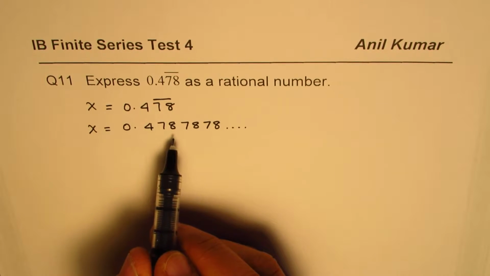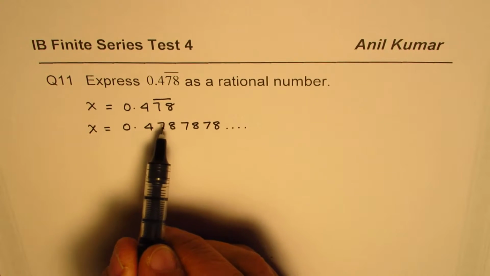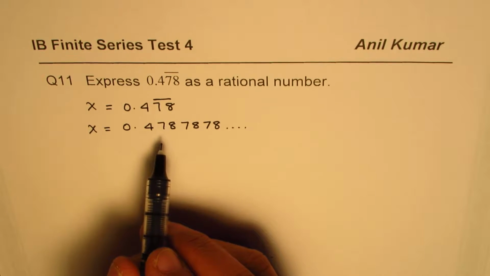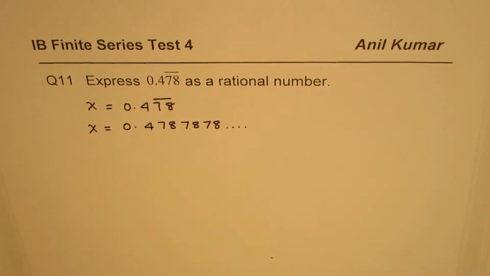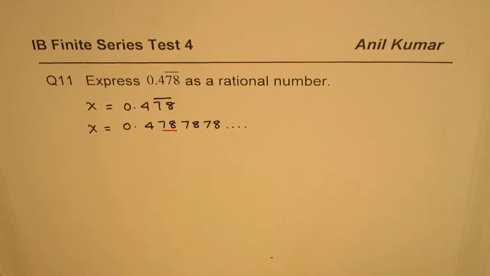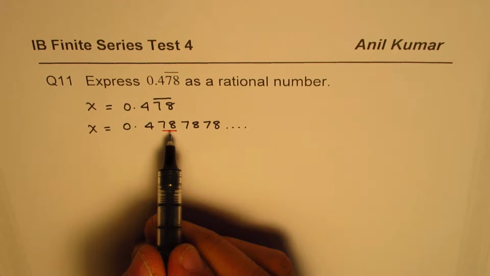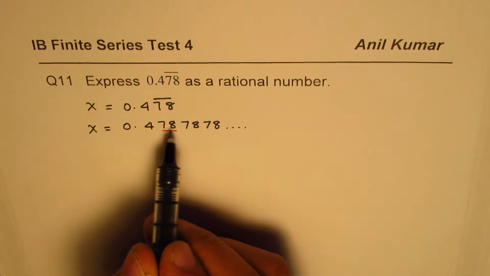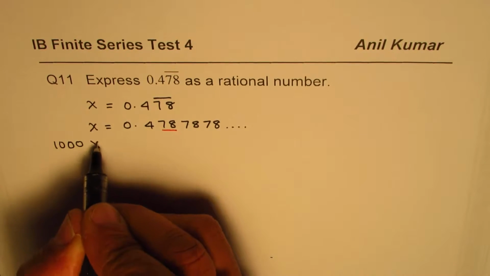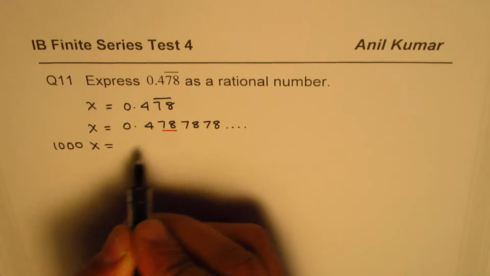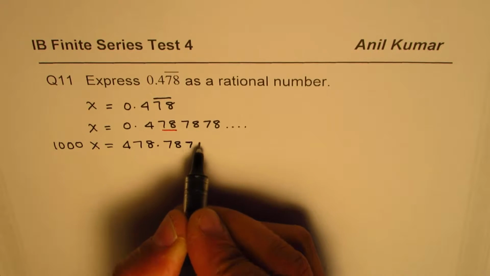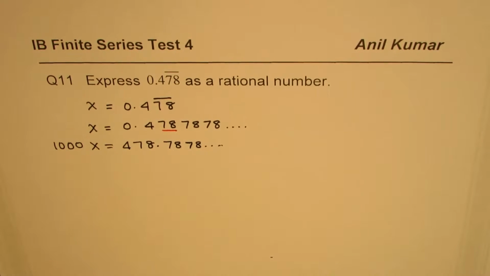Now any number which is a recurring number can always be written as a rational number, right? So let us see how to do it. Now in this particular case, what repeats is the portion 78. So what we need to do is multiply the x so that after decimal we get the repeating part. So one way is we can multiply this by 1000, right? So 1000 times x will be, decimal moves 3 units, so we get 478.7878 recurring. Do you see that?